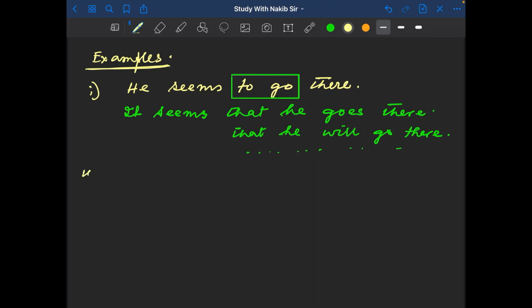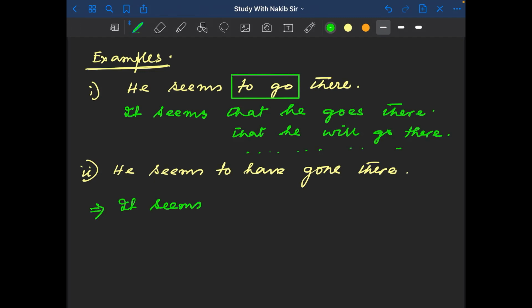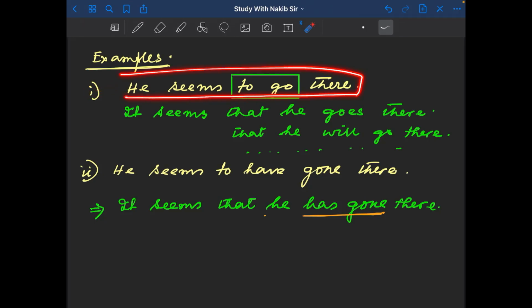And number two, see the example. He seems to have gone there. To have gone there. It means it seems that he has gone there. Perfect. Has gone. See, he has gone there. So the work is perfect, perfect tense. For this it is called the perfect infinitive. Okay, so the first one is the example of the simple infinitive or non-perfect infinitive, and the second one is called the perfect infinitive. He seems to have gone there.